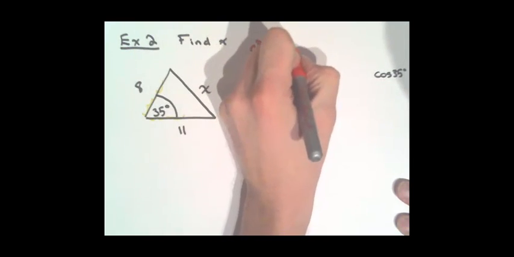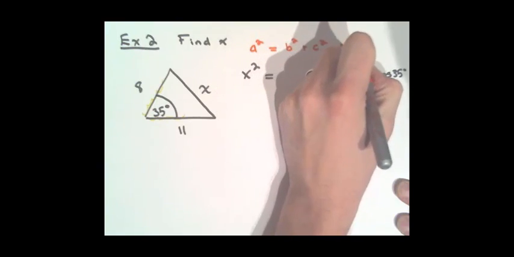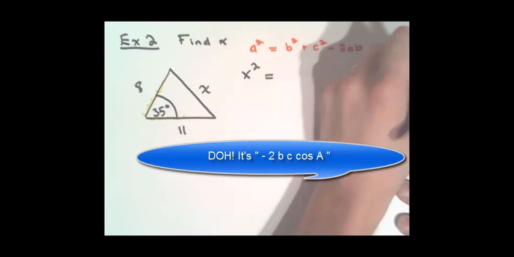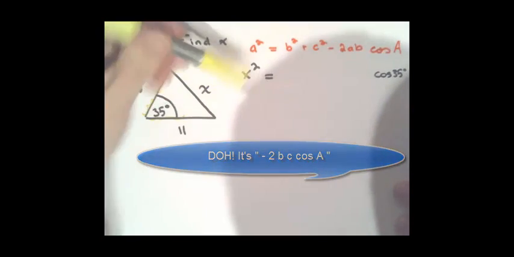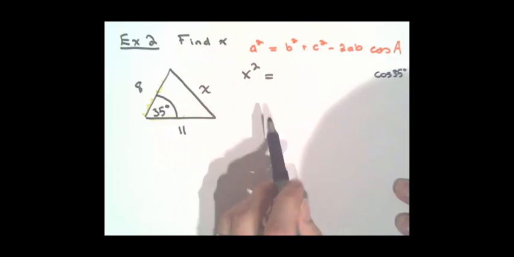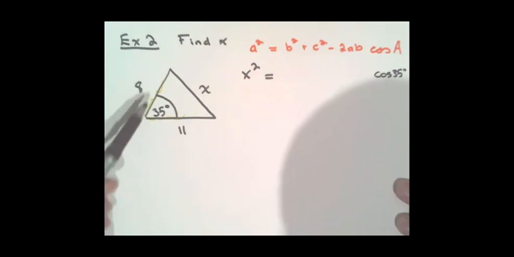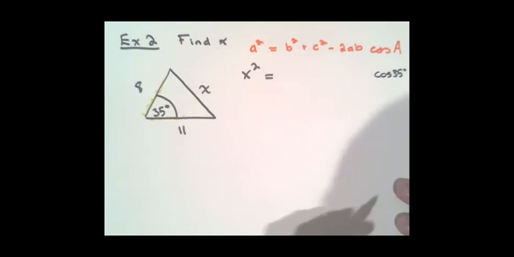A squared, so there's our A, equals B squared plus C squared minus 2AB cos. And then if I use little a, this would be capital A. Okay? So what I'm trying to say is you just need to write down the unknown side, and then realize you have its corresponding angle, and then look for the sandwiching. Okay, 8 and 11 are sandwiching that angle.